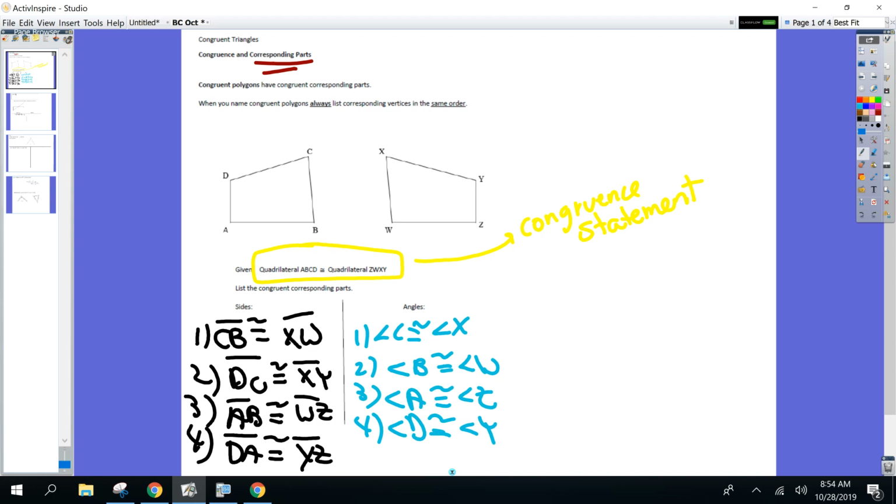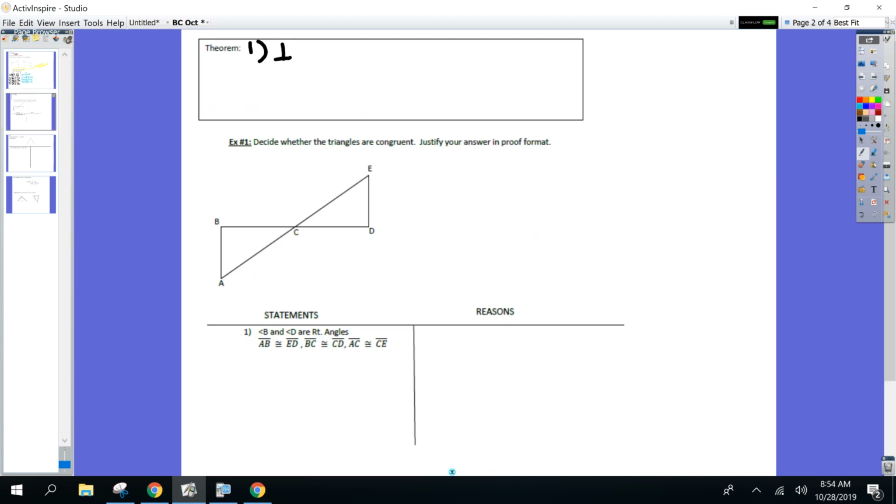What do I need to have to make two polygons congruent? All the corresponding sides and angles need to be congruent. All right, so if all corresponding angles and sides are congruent, the polygons are congruent.